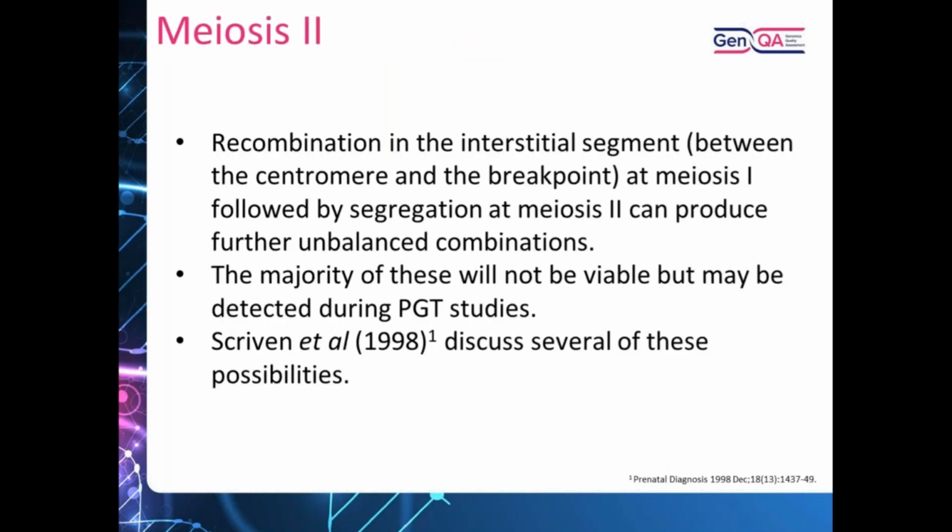So further recombination can occur during meiosis too. And if recombination occurs in the interstitial segment between the centromere and the breakpoint at meiosis one, followed by segregation at meiosis two, it can produce further imbalanced combinations. Most of these will not be viable, but may be detected during PGT. And these are better outlined in Scriven et al. from 1998.